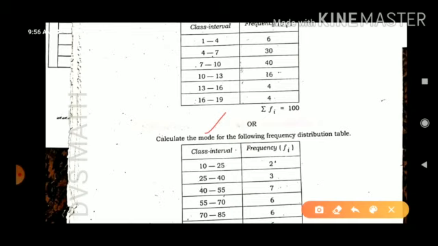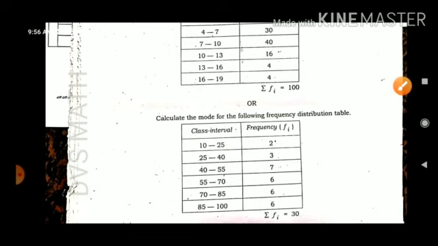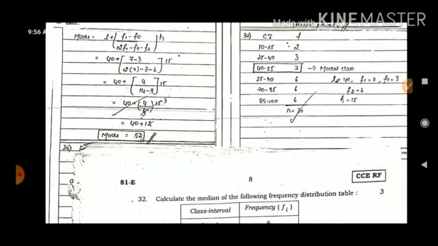Mode is very simple, just because there is no need to extend the table. You can go for F1, F0 and F2 and directly use the formula, substituting and simplifying. Or if median is easy, you can do that, or choose any one. Don't do both. If you are 100% clear, if your median is clear, do that one, or mode, select any one. So here the choice is mode, as I told you.